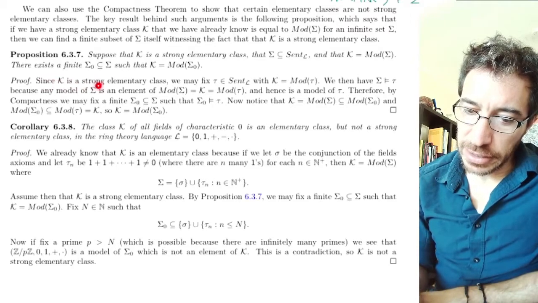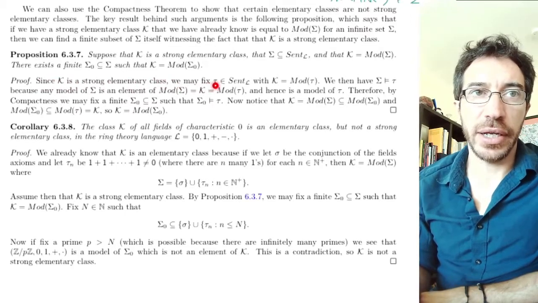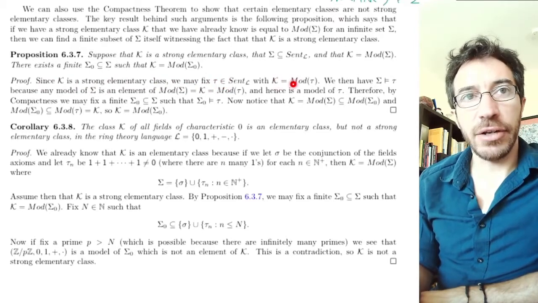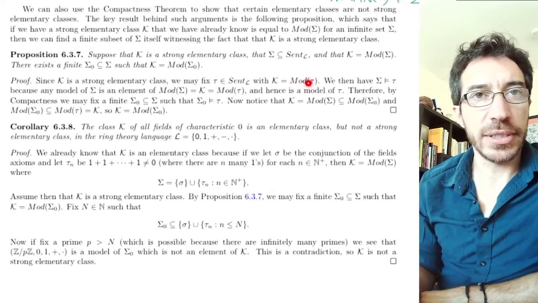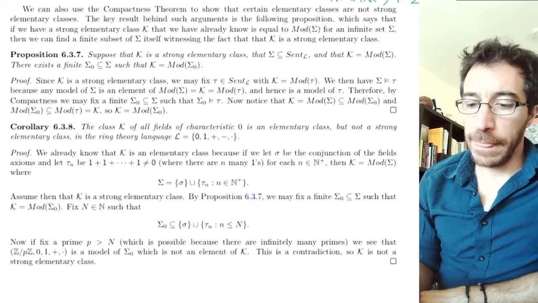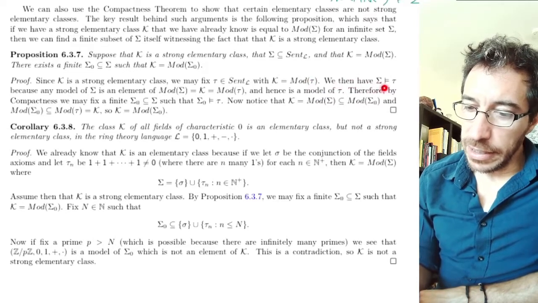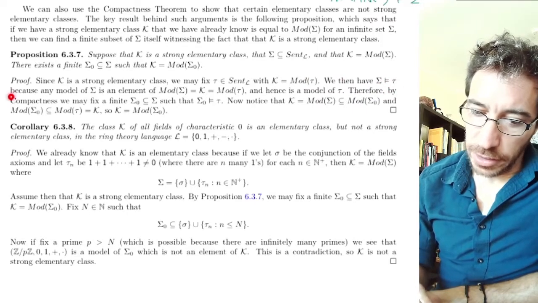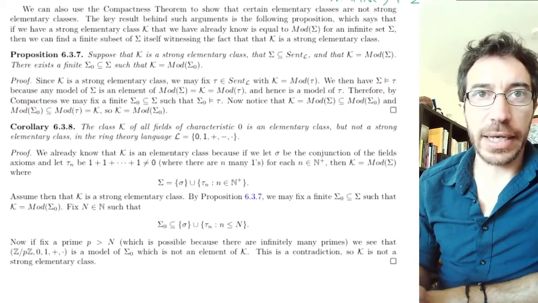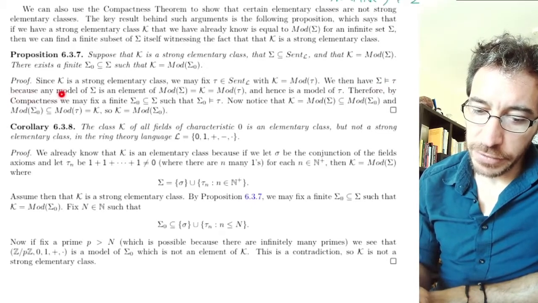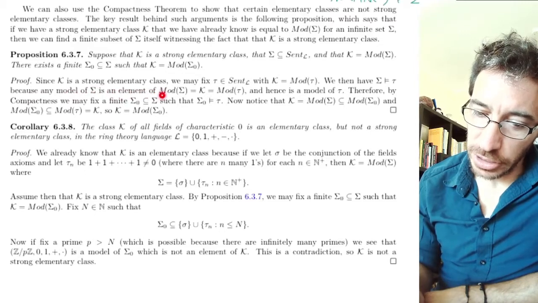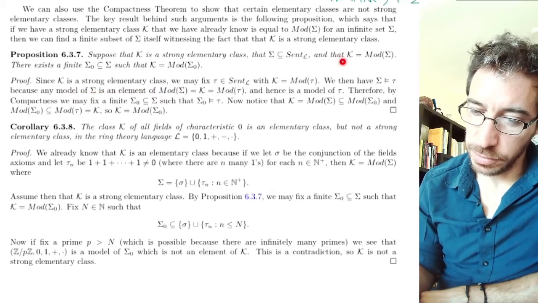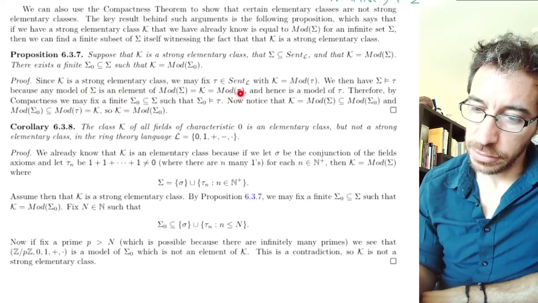Since K is a strong elementary class, we may fix tau. Tau here is a sentence, such that K is the class of models of tau. And in principle, this tau has nothing to do with sigma. But we know that we then have that sigma semantically implies tau, or logically implies tau, that's what we call it. Because any model of sigma is an element of Mod sigma, that's what Mod sigma means, which is the same as K, that's what we assume, and it's the same as the models of tau, and hence it's a model of tau.